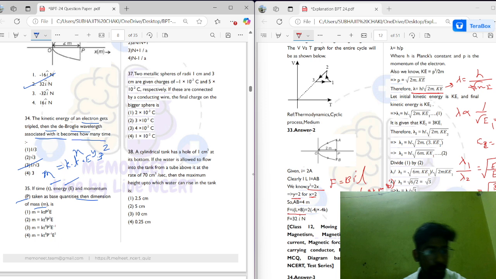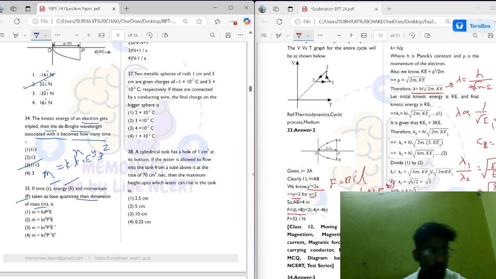Q equals AV, or volume by time, V by T. As we know, the efflux velocity is equal to root over 2gh. That means in place of V you can write root over 2gh, right? The volume of the water per second is 70 cubic centimeters per second. So A into root over 2gh is equal to 70. Area is given as 1, so root over 2gh is equal to 70. In place of g you can put 980 because we are taking the CGS unit into account.